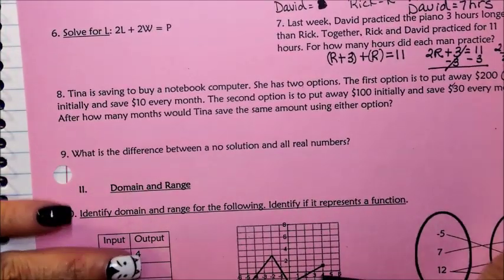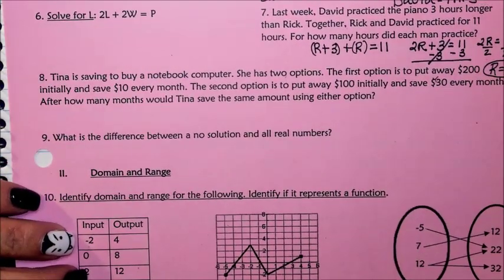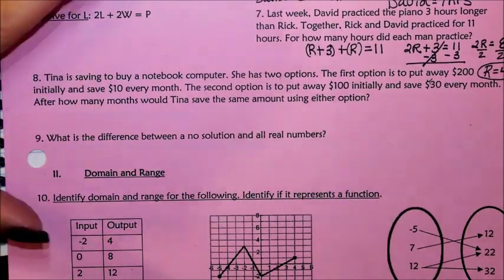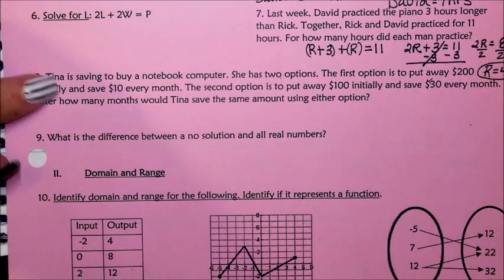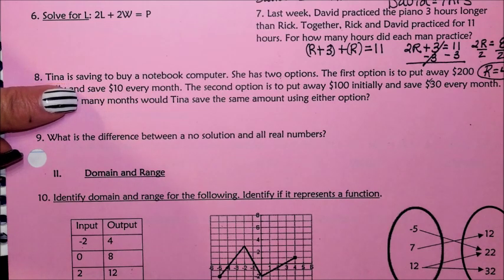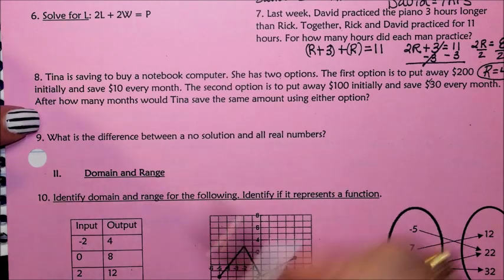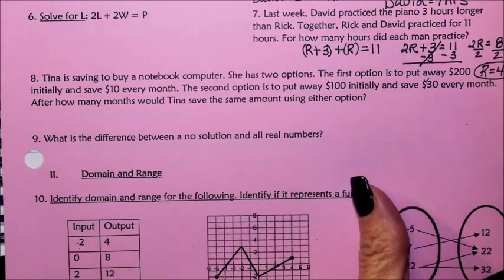All right. Tina is saving to buy a notebook computer. She has 2 options. The first option is to put away $200 initially and then save $10 every month. The second option is to put away $100 initially and save $30 every month. After how many months would Tina save the same amount with either option?